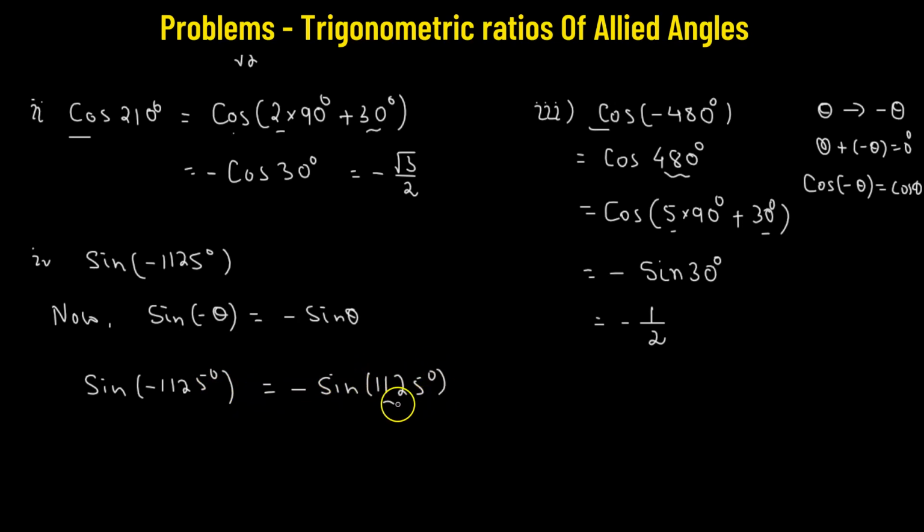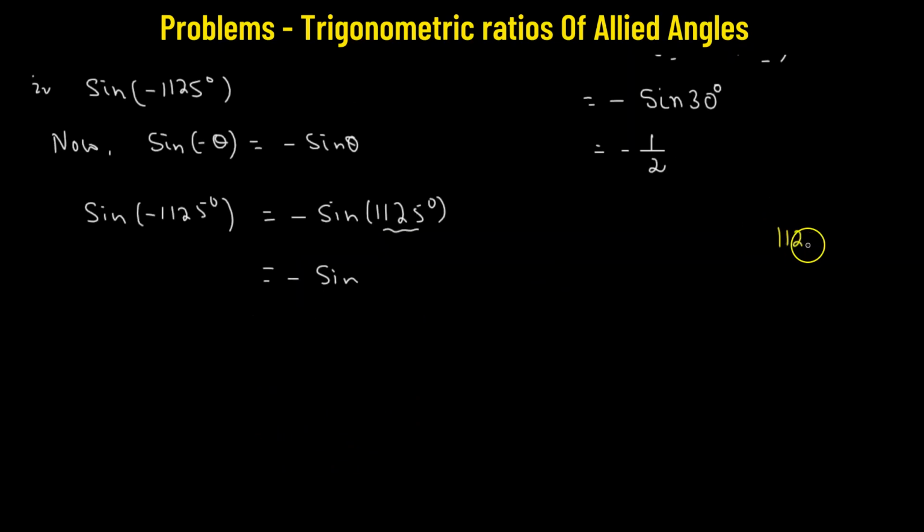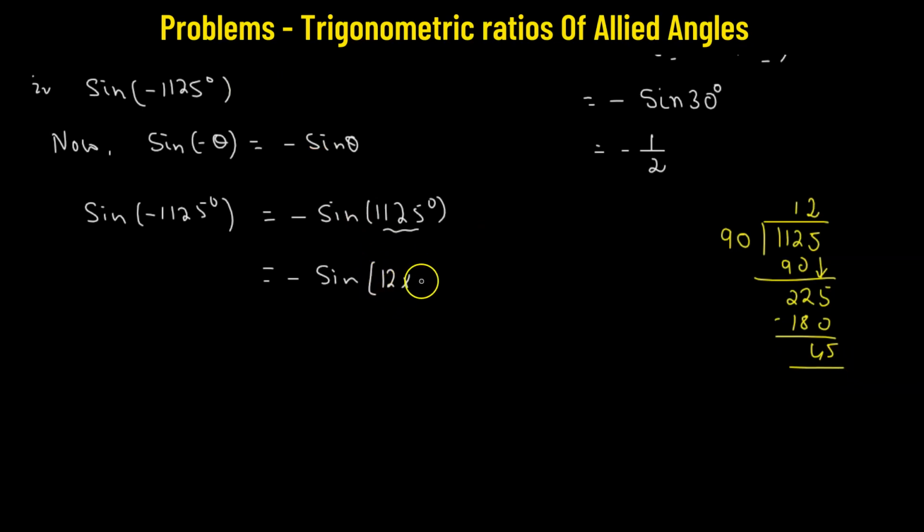1125 degrees. Now we will need to break 1125 in terms of multiples of 90 degrees. Okay, let's do that. So we have negative sine. We'll take 1125 degrees and divide it by 90. 90 times 1 is 90. 112 minus 90 gives 22. We get 225. 90 times 2 is 180. We subtract it to get 45 degrees. So this is the remainder, meaning we can decompose 1125 degrees as 12 times 90 degrees plus the remainder 45 degrees. And this sums up to 1125 degrees.